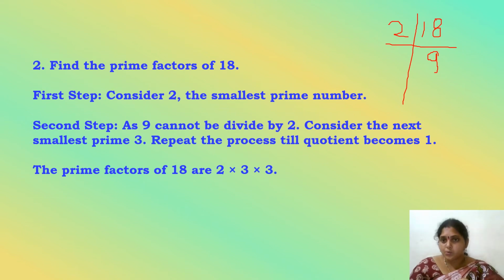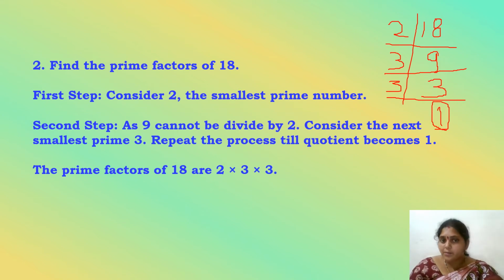Now 9 cannot be divided with 2. So what you have to do? You have to take the next prime number which divides 9. So what is our next smallest prime number? It is 3. Can 3 table divide 9? Yes, it can divide. How many times? 3 times. So write that 3 down. Now again continue with your division. 3 is a prime number. So take 3 itself. 3 ones are 3. You got your last number as 1.